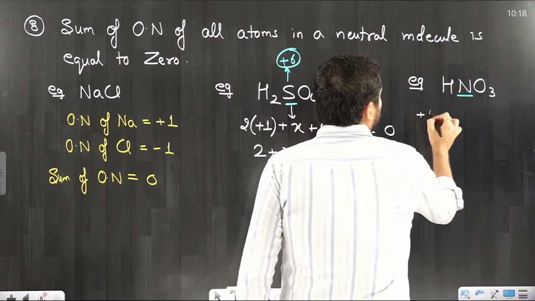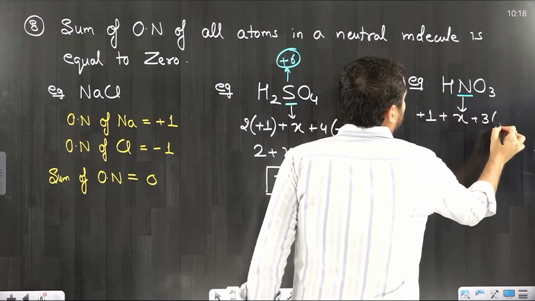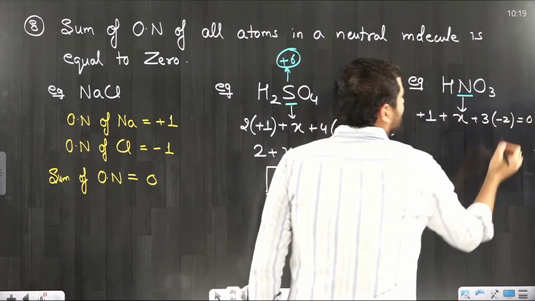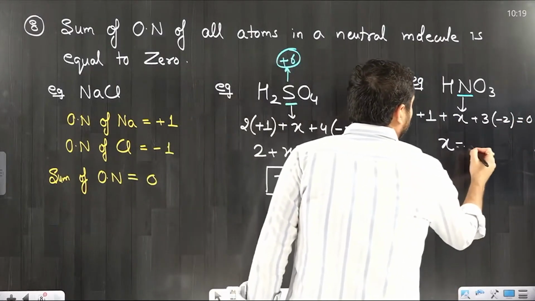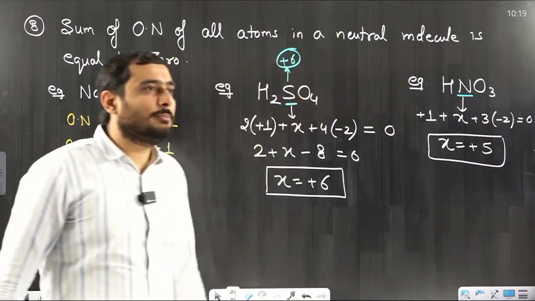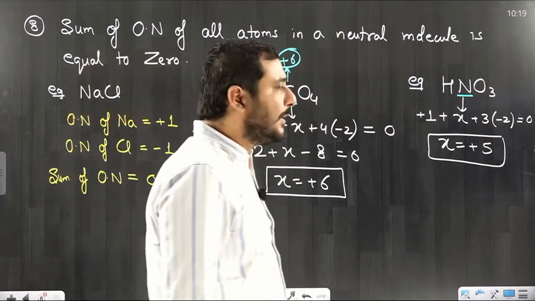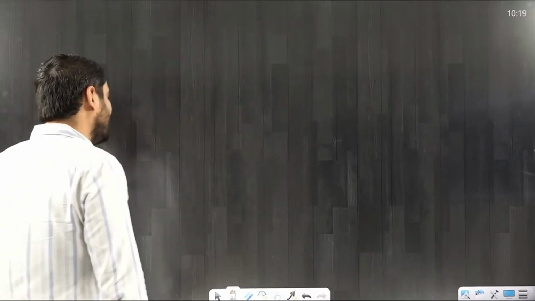For hydrogen, plus 1. For nitrogen, what do we take? x, 3 into minus 2 is equal to 0. Clear? So what is the oxidation number if you find? What do we get? Plus 5. So the oxidation number of nitrogen in this compound is plus 5. Clear? Let us do one more example.